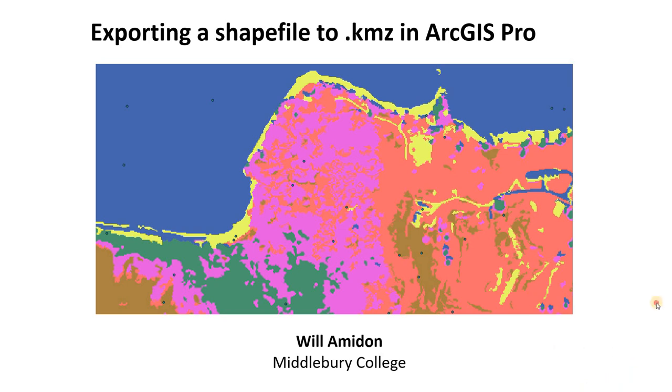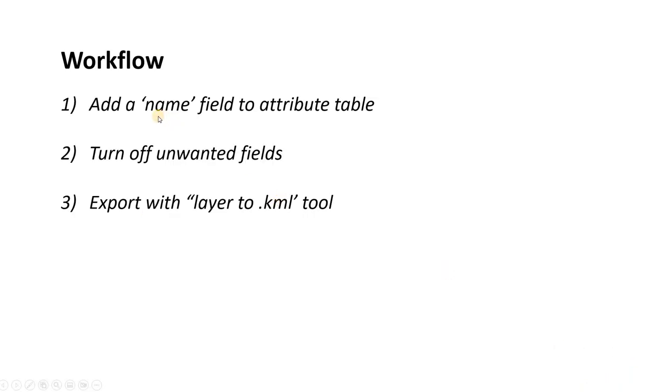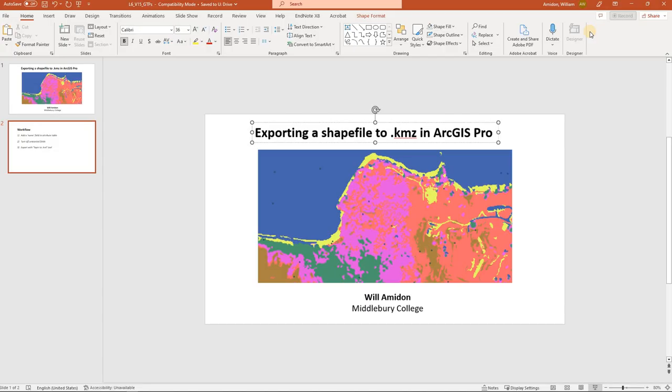In this short video, I'm going to show you how to export a shapefile out to KMZ in ArcGIS Pro. So here's the workflow. We're going to first need to add a name field into the attribute table, and that's going to end up being the name of each point that gets put into the KMZ. Then we're going to turn off unwanted fields in the attribute table, and then we're going to export it with the Layer to KML tool.